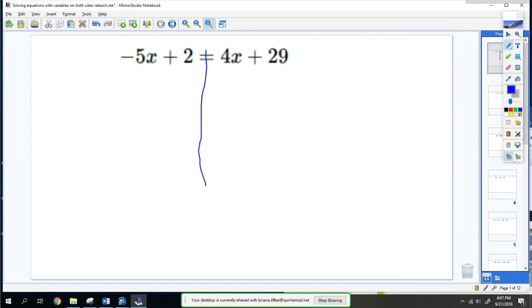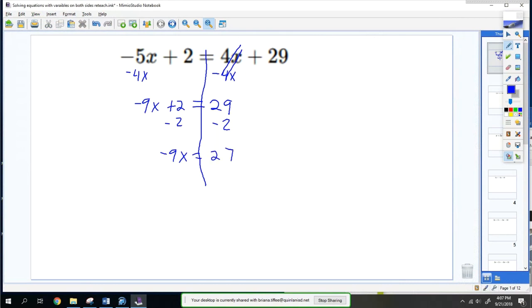I prefer not to have my variable on the right side. So what I'm going to do is subtract the 4x from both sides. So these cross off. Negative 5x minus 4x is negative 9x plus 2, which equals 29. Now that's just a two-step equation. So I'm going to subtract 2 from both sides. Again, negative 9x is equal to 27.